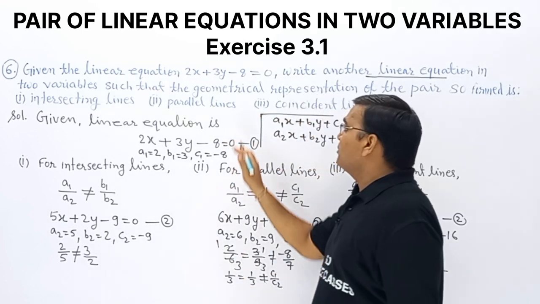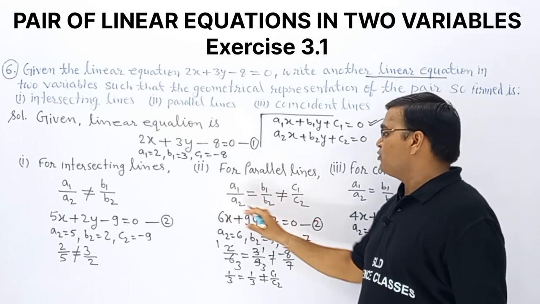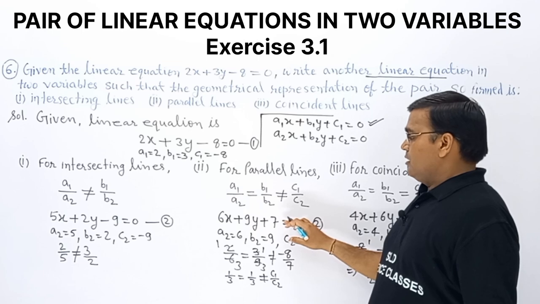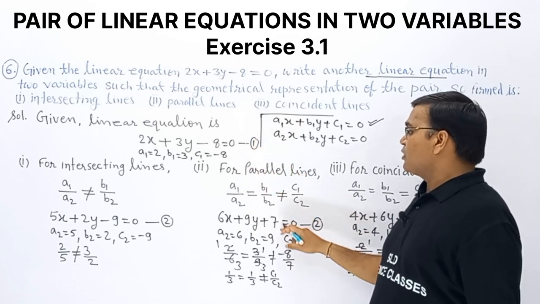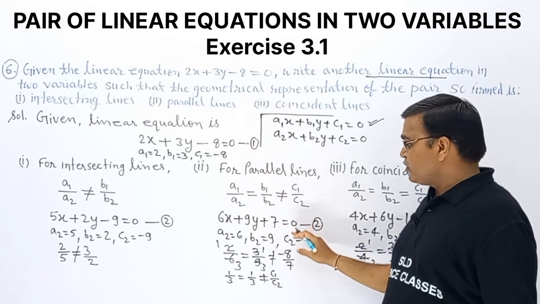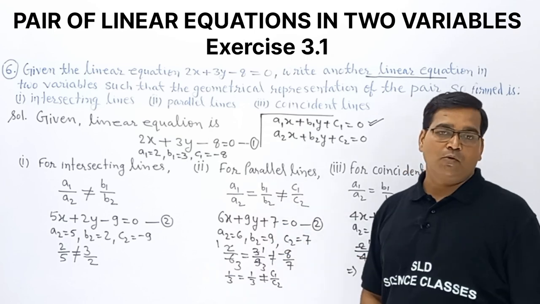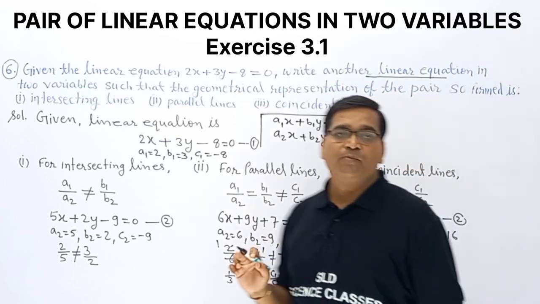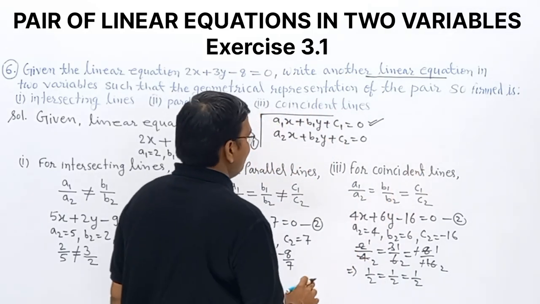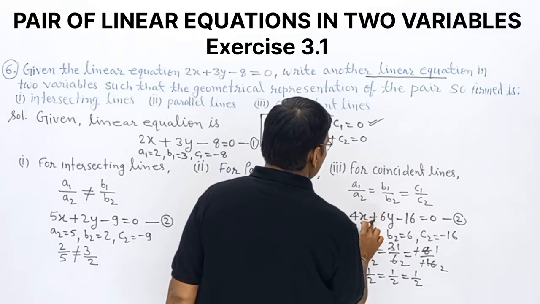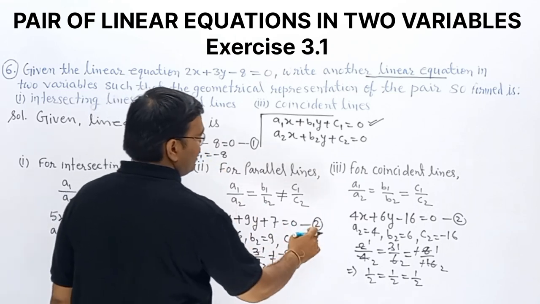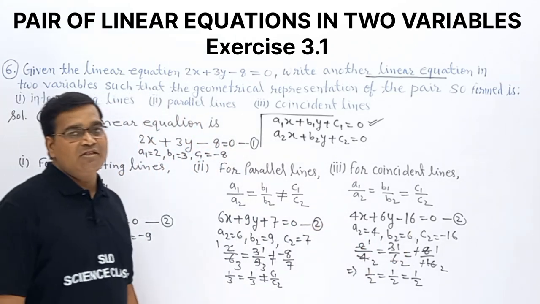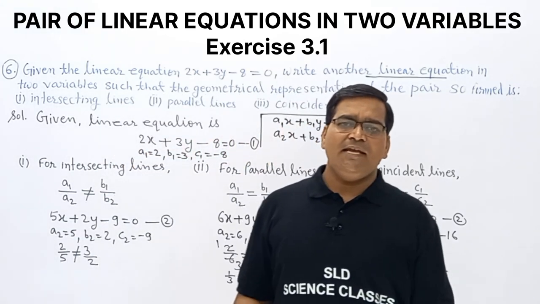Clear? Now for parallel lines we have this condition, so we consider one line and we get both as parallel lines, and we also check whether it is correct or wrong, so we obtain this condition. Clear? And finally for the coincident line we assume this one. Once we compare this and this one, we get the ratios a1 upon a2 equal to b1 upon b2 equal to c1 upon c2. So this is an easy question.